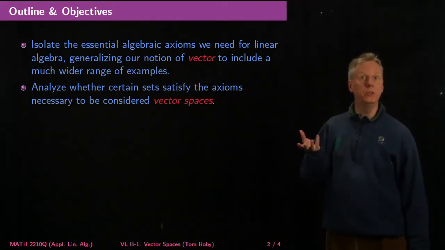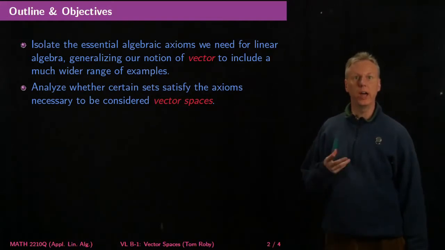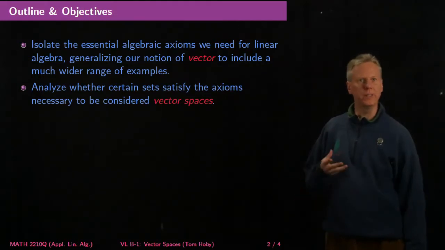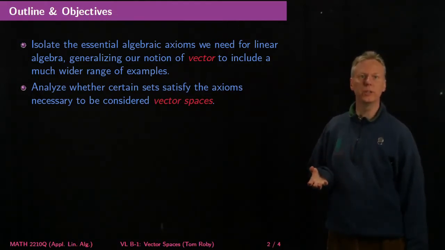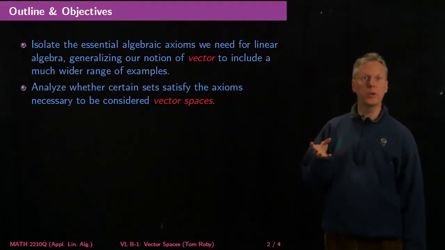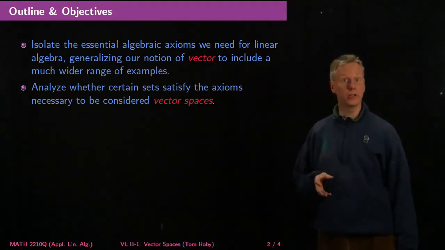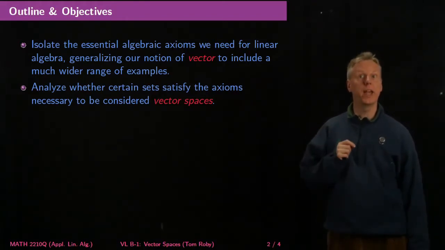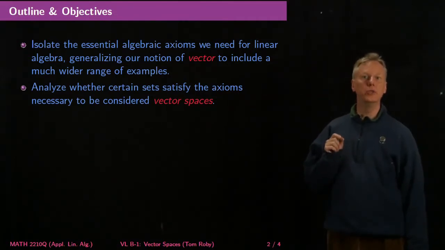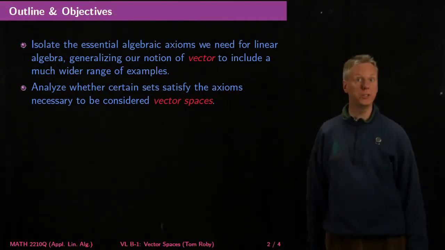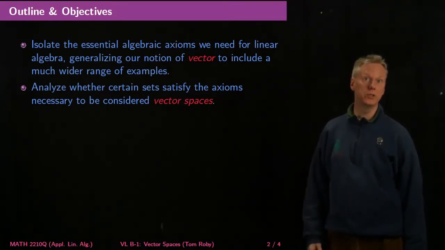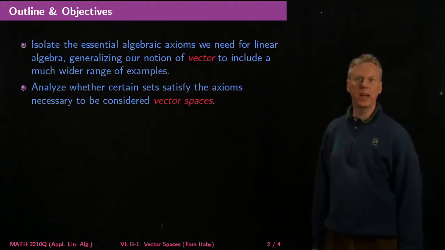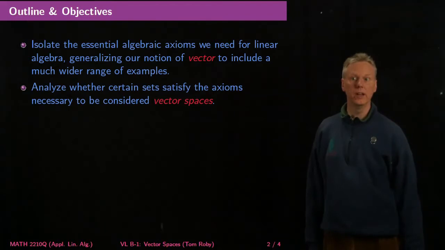We want to use our powers of abstraction now. We've looked at a lot of very concrete examples of linear algebra, but we want to see the full power of it, even the full power within matrices with real entries. To understand that, we need to abstract what is the essential qualities of things like a vector and linear transformations in general. So we're going to isolate the essential algebraic axioms we need for linear algebra, generalizing our notion of vector to capture a much wider range of examples than we've originally seen just with column vectors with real entries. And then we'll analyze whether certain sets satisfy the axioms necessary to be considered vector spaces.